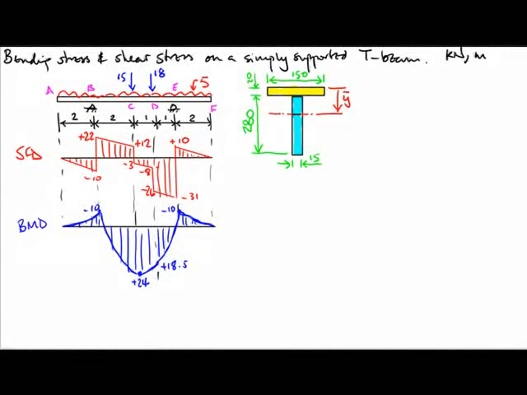So I'm going to presume we are able to firstly get the reactions and then plot the shear force diagram and the bending moment diagram as I've got it here. The bending moment will follow the convention that sagging is positive and it's plotted positive down.